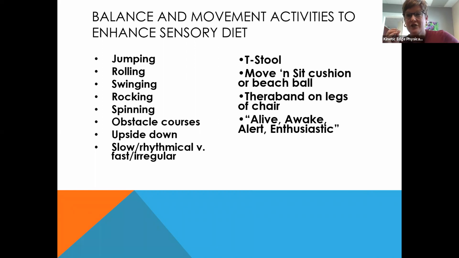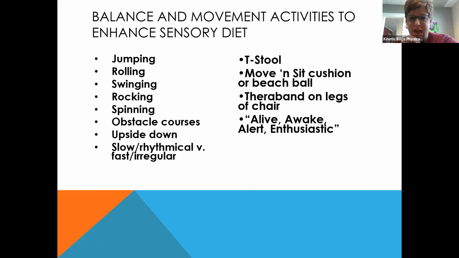But spinning for sensory seekers, there was one study that showed that good spinning can give enough sensory input to last 8 hours. So if your school playgrounds have merry-go-rounds, beg them to keep them and not get rid of them, because it's one of the best ways to get that spinning input. Obstacle courses are fun and can be made with anything in your home: couch cushions, pillows, 2x4s. You don't need fancy things to make obstacle courses.